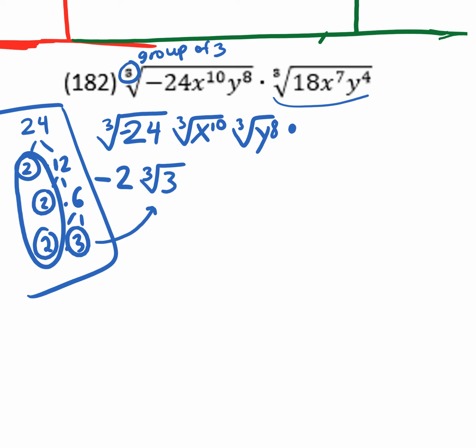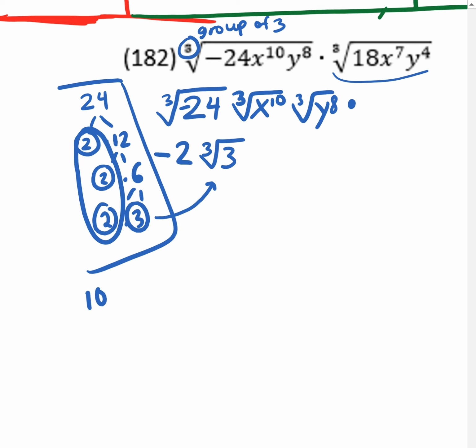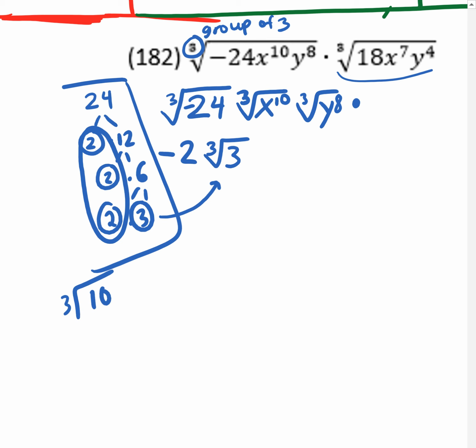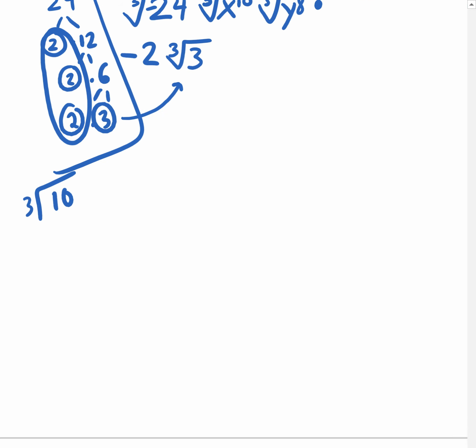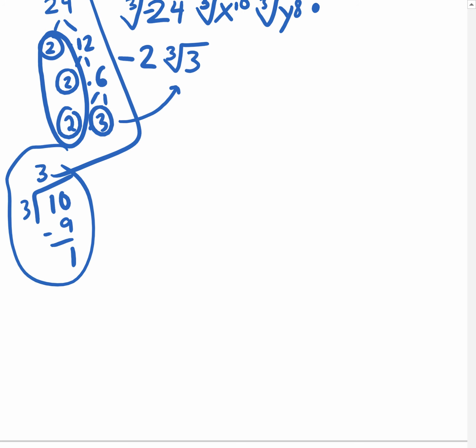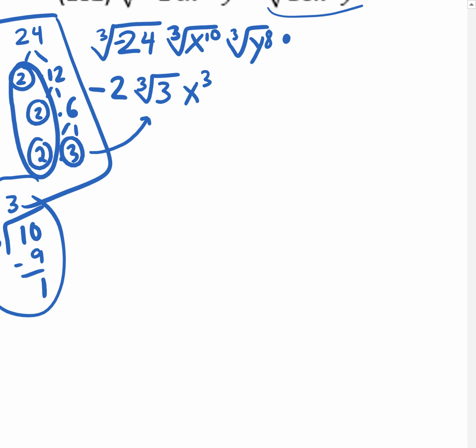As far as the x goes, I'm going to divide its index into its power. Its power is 10, and its index is 3. So we're dividing 3 into 10. 3 goes into 10 three times, with 1 left over. So that means x cubed three times, 3 x's, has got to escape, but 1 x has to be stuck inside.